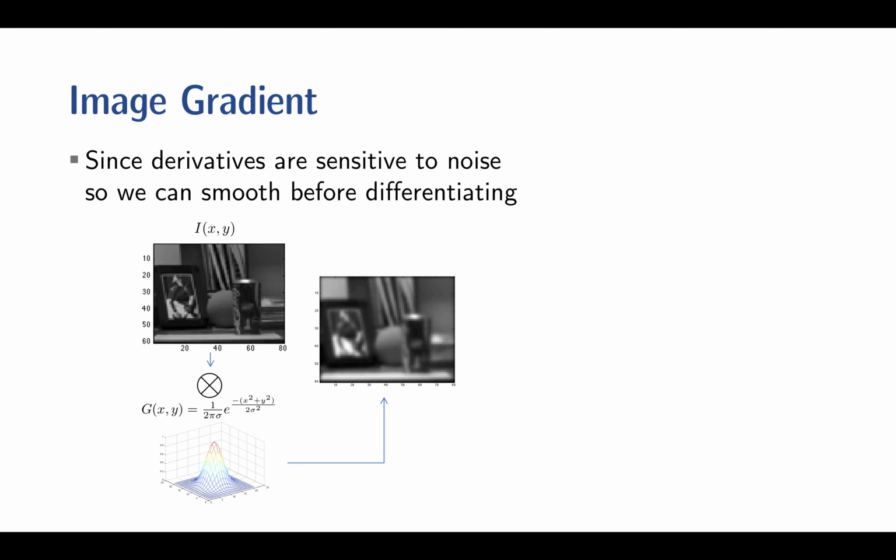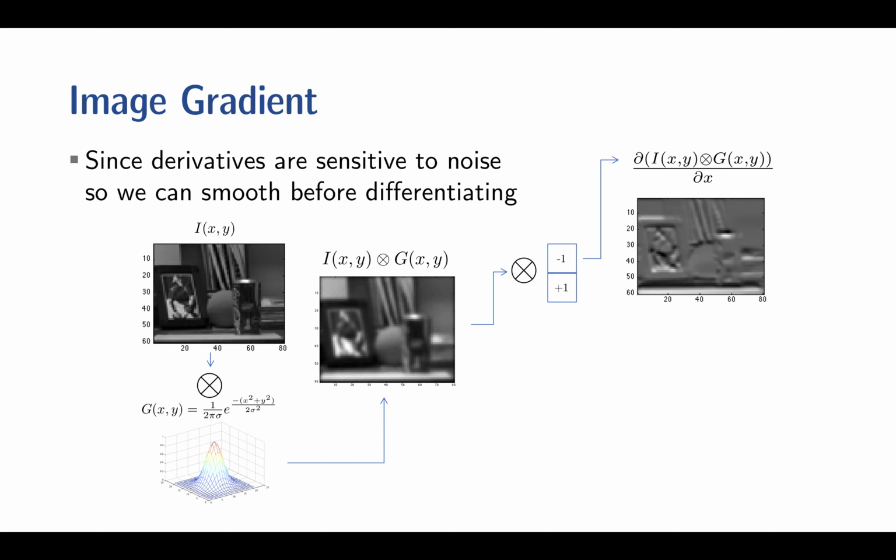Okay. And now what I'll do is I'll differentiate this image. This is really I(x,y) convolved with G(x,y). So I'll actually take the derivative of this rather than the original I(x,y). How do I do that? Well, that's really the same. I convolve it with +1 -1, but now on this smoothed image, to take its derivative. So it's really the partial derivative of I(x,y) convolved with G(x,y) with respect to x, okay? And this is what it looks like.